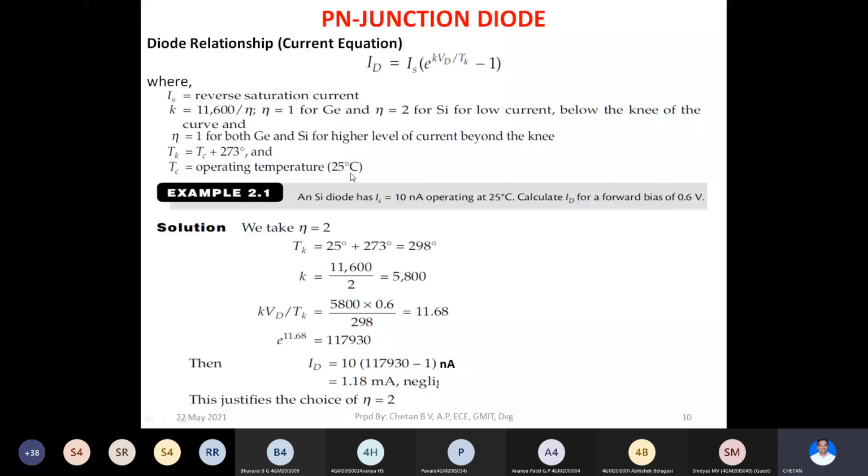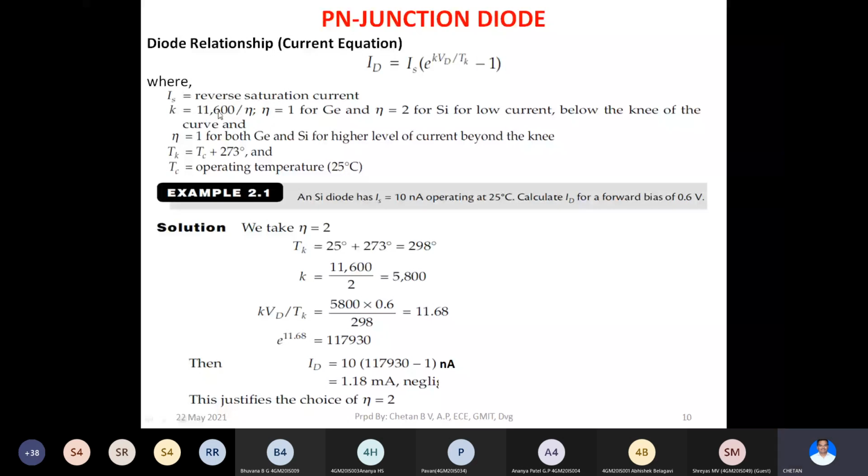So this is one of the simplified versions of the current equation. There are also some more versions of this current equation in different textbooks. This is the easiest one, which approximates the Boltzmann constant to 11,600 by eta. Now let us solve one simple problem on this.